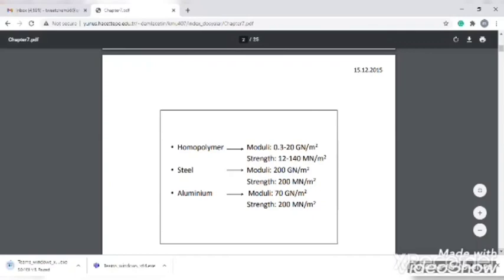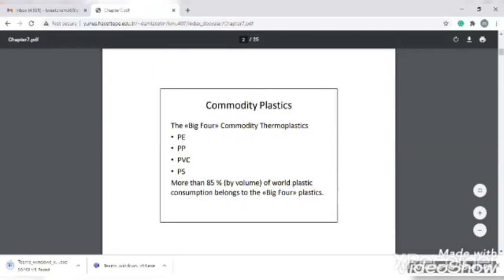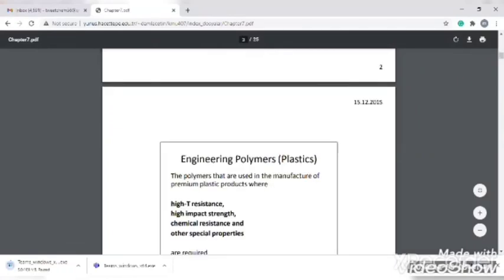Similarly, steel and aluminium also have their specific moduli. What is the community of the plastics? The big four commodity thermoplastics are PE, PP, PVC, and PS. More than 85% by volume of the world plastic consumption belongs to the big four plastics.